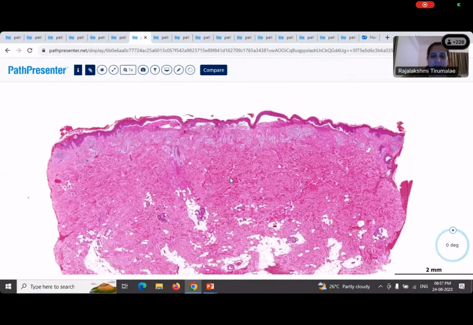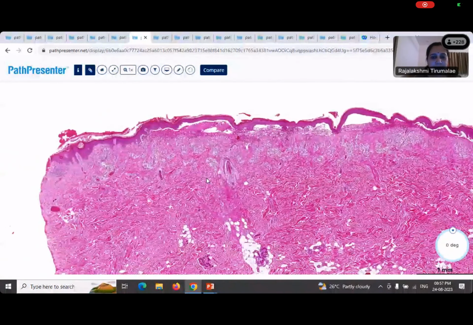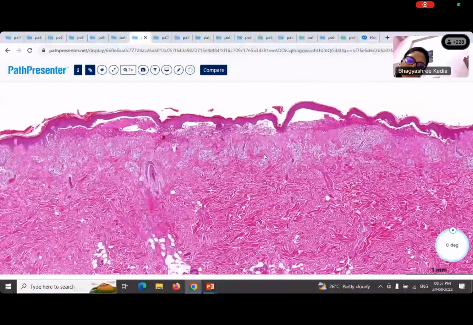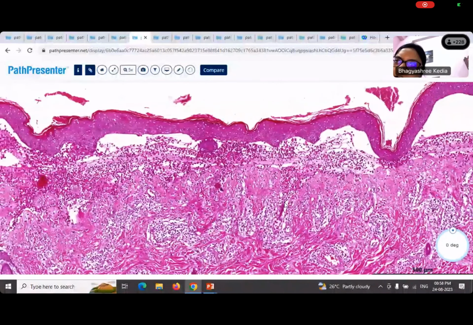Okay, go ahead and describe. Section shows a subepidermal blister above the basement membrane. What is the dermal pattern? Ma'am, dermis shows mixed inflammatory cell infiltrate in the superficial dermis. Fine. And like you said, a subepidermal blister.